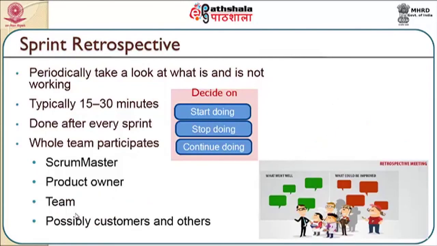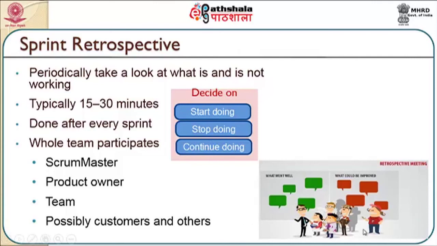Another phase is called the sprint retrospective. This happens periodically to look at what is and is not working. It typically takes 15 to 30 minutes per day, done after every sprint. The whole team participates, that is the Scrum Master, product owner, team, and possibly customers and others, and they can decide whether to start on the same set of features any further, or stop, or continue at the same pace.